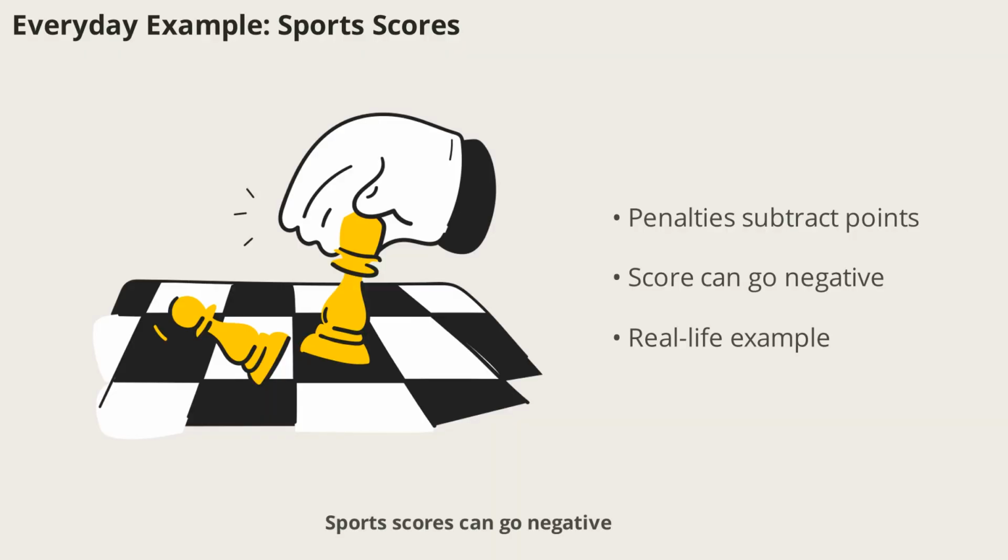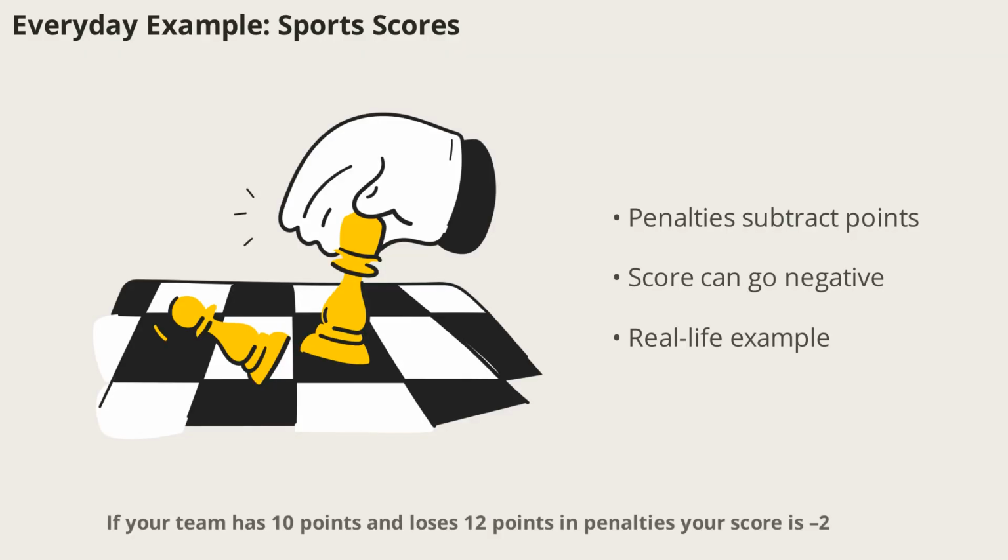Sports scores can go negative, especially in games where penalties subtract from your score. If your team has 10 points and loses 12 points in penalties, your score is negative 2. This is another way negative numbers appear in real life.